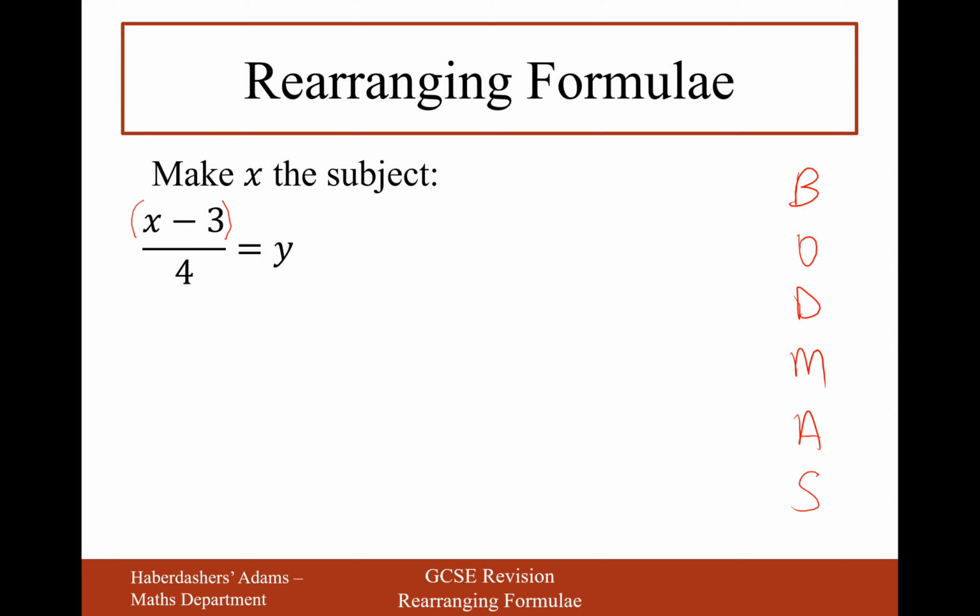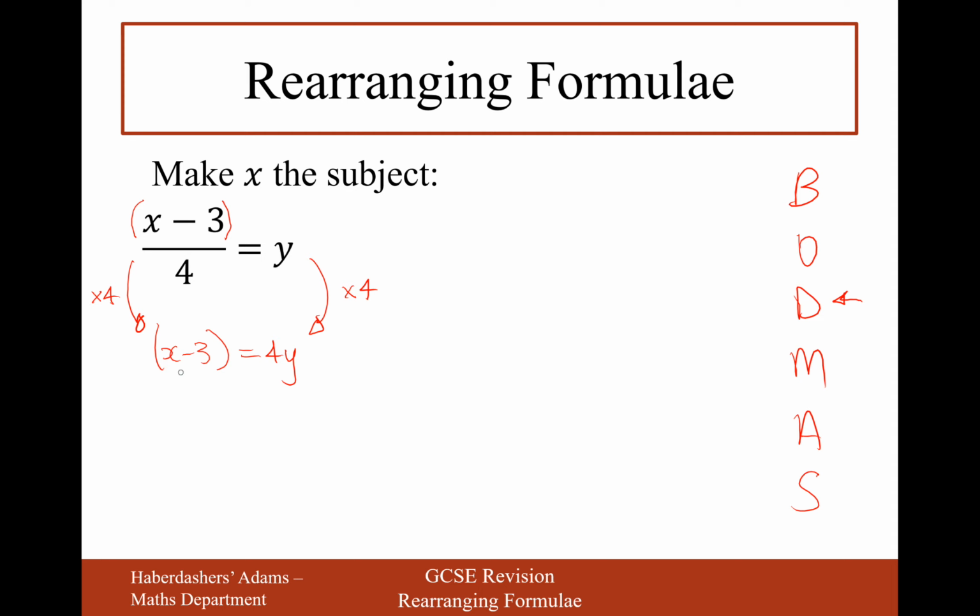So let's see what we've got here. We've got subtraction, but that's inside the brackets. We don't count that yet. We've first got division. So how do we undo division? We multiply. The opposite of dividing by 4 is timesing by 4. So we'll times by 4 on both sides and we'll get x minus 3 equals 4y.